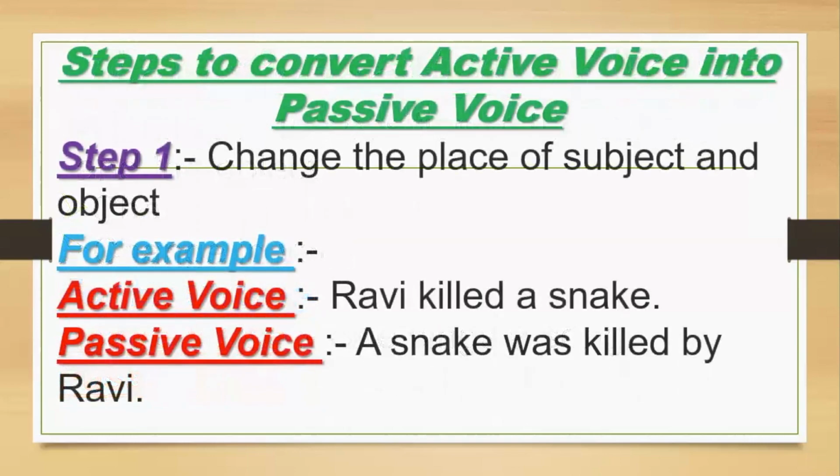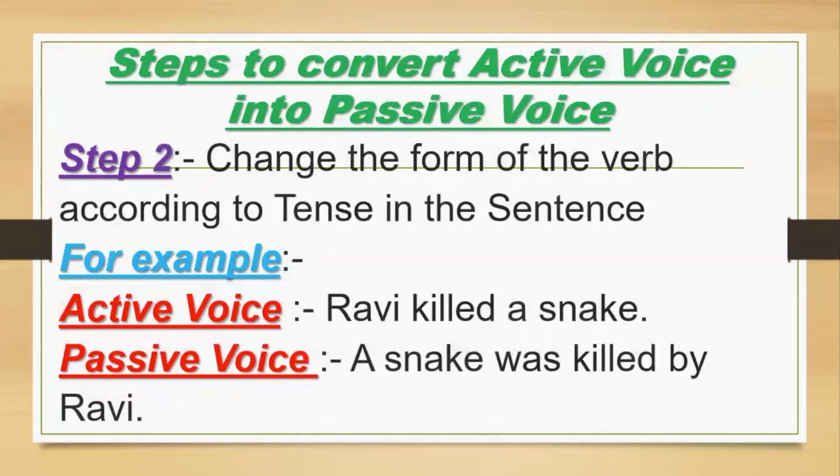Now there are some steps to change active voice into passive voice. Step 1, change the place of subject and object. Like I have told you before, Ravi killed a snake. Here Ravi is subject and a snake is object. But in passive voice it becomes a snake was killed by Ravi. Now a snake was object and it has become subject, and Ravi was subject and it has become object.